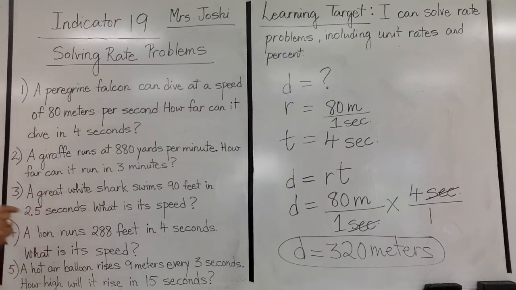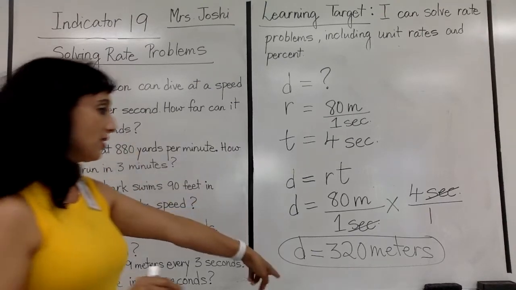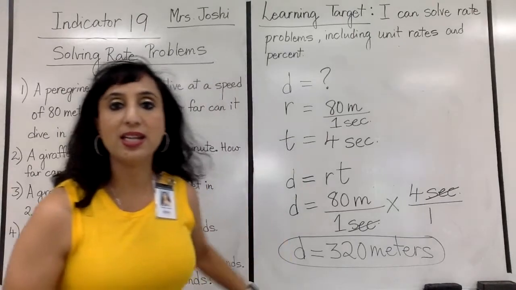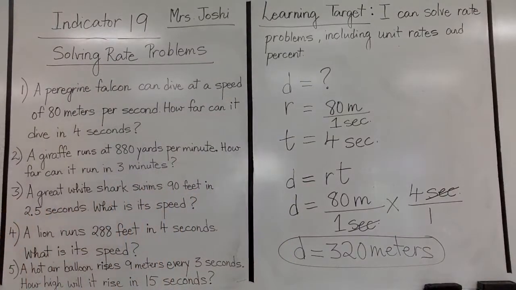Okay, so a peregrine falcon can dive at a speed of 320 meters in 4 seconds. So this is your distance that it can dive. So this is how you calculate. All right. Let's do the next problem.